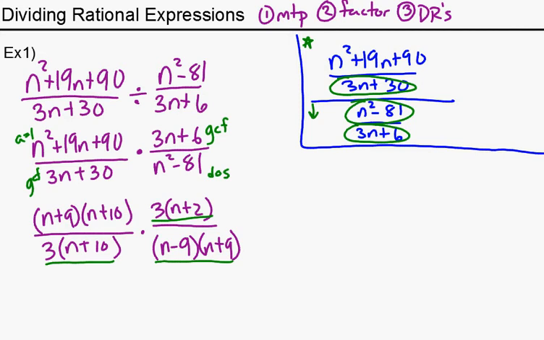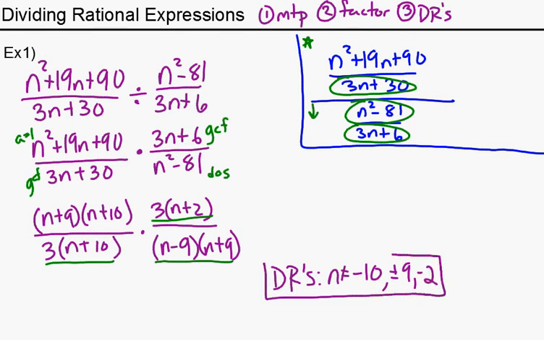When I list those out to the side, like I normally do, my domain restrictions are going to be n does not equal negative 10, plus or minus 9, and negative 2. We found a lot of domain restrictions, so this should be pretty typical. The tricky part here is just figuring out where they come from. I'm looking at 3 places, not just 2 places.